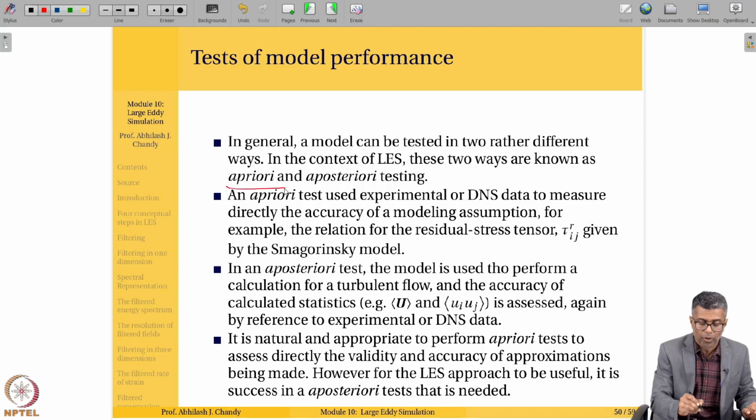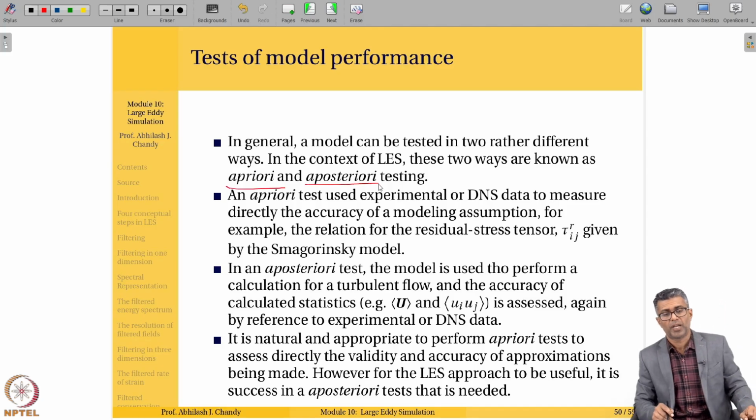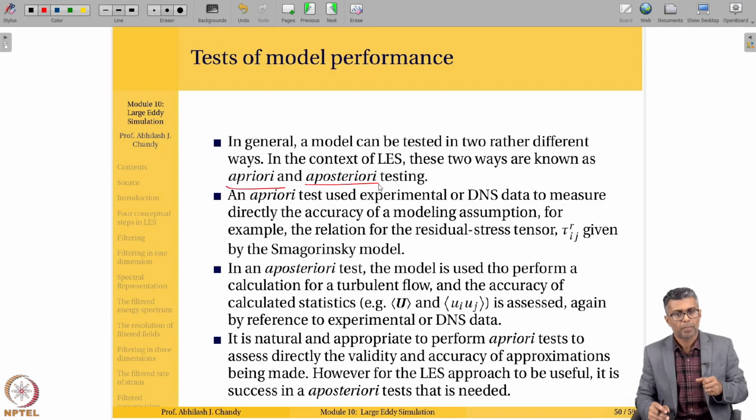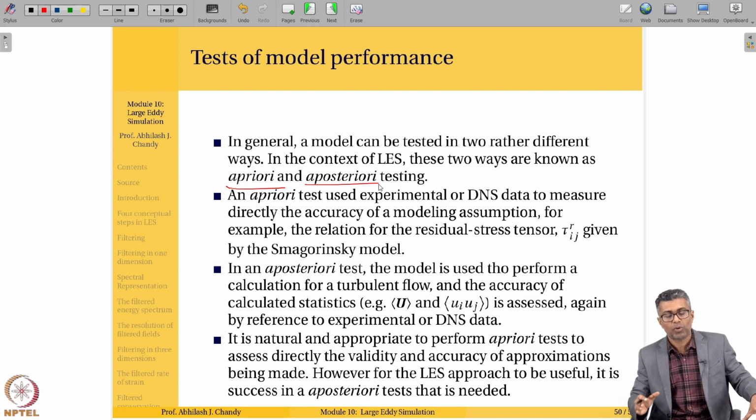There are two ways in which we can test the LES model performance. One is a priori and the other one is a posteriori. A priori testing is probably not something that you regularly see, but it's still available out there, and there are several studies that do that. An a priori test uses experimental or DNS data to measure directly the accuracy of the modeling assumption.